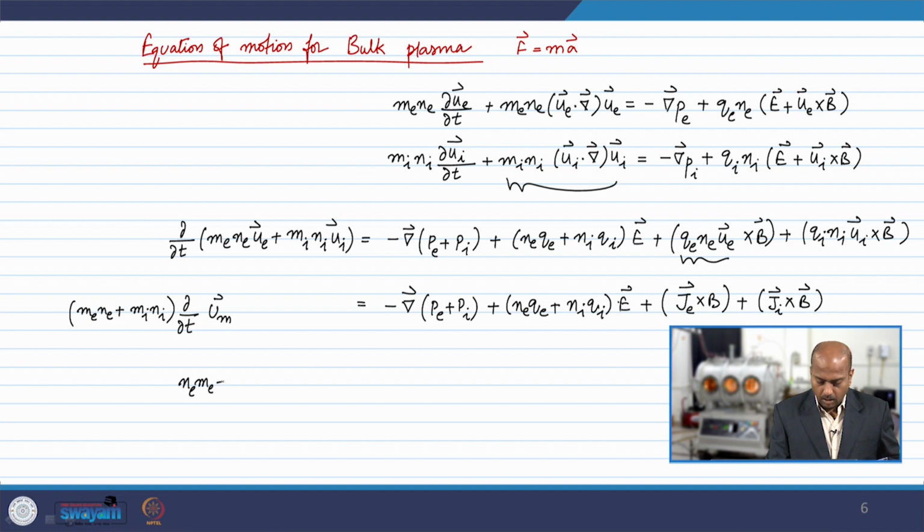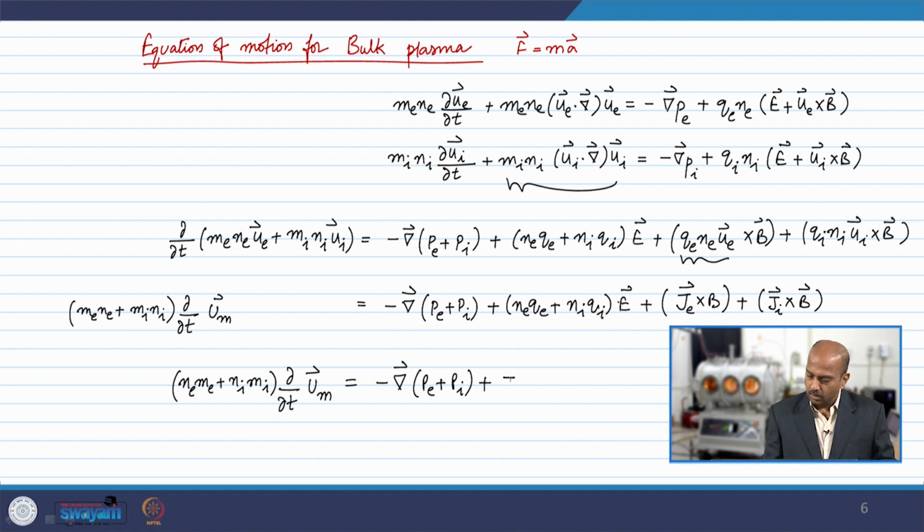or we can simply write it as (NeMe plus NiMi) ∂/∂t of Um is equals to minus del of (Pe plus Pi) plus J cross B, which is nothing but the idealized MHD equation for a single fluid plasma.